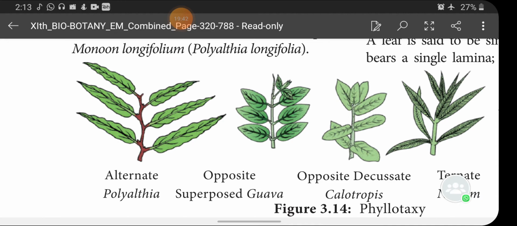Here opposite superposed is one type, another one is opposite decussate, another type. In opposite superposed, the two leaves in each node are present in the same direction.